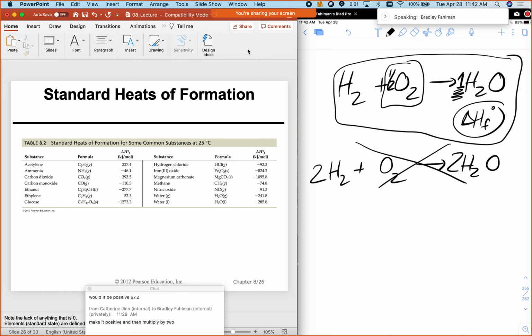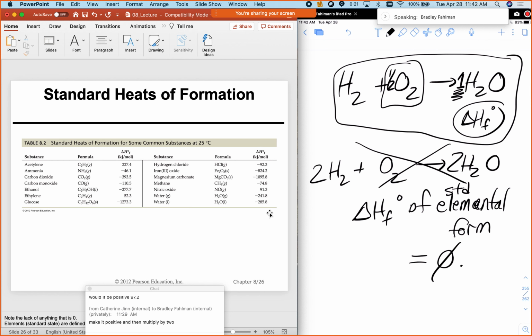What's important to realize, and these are values that I have to give you, so you're not going to have to memorize any of these, is that the delta H of formation for anything in its standard elemental form is 0. So if you're not given something in a question, it's not a typo, it's just an element, and so you just assume that it's 0.